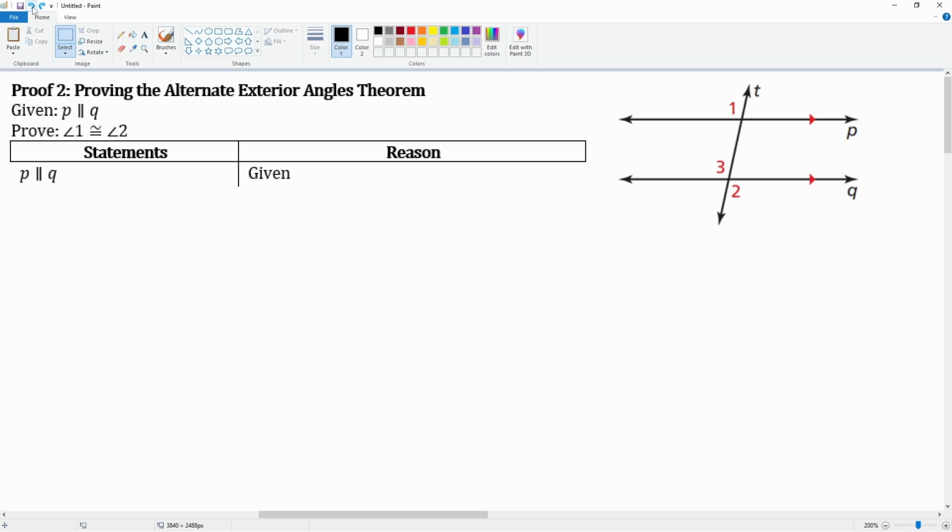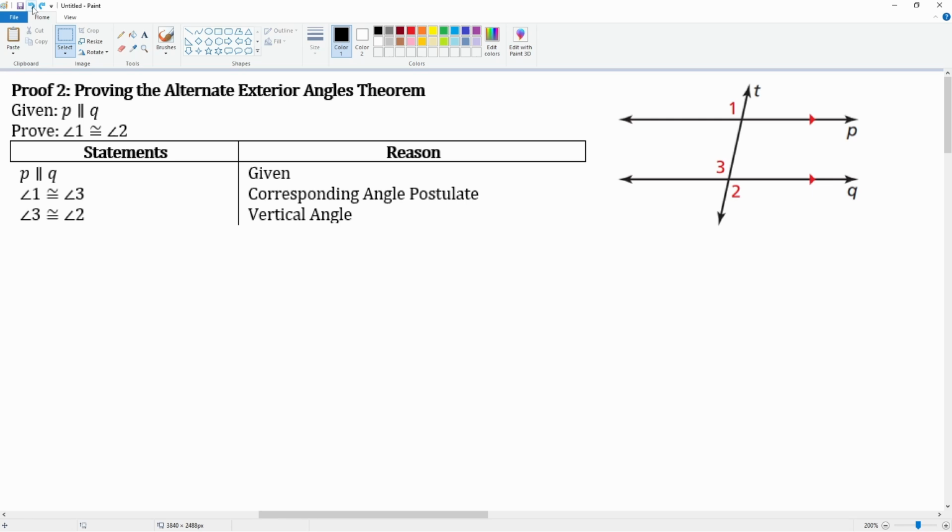Then I know since they are parallel, angle 1 and angle 3 have to be corresponding. They have to be congruent due to the corresponding angle postulate. Then I have to get angle 2 and angle 3 somehow. They're related because they're vertical angles. Angle 3 is congruent to angle 2.